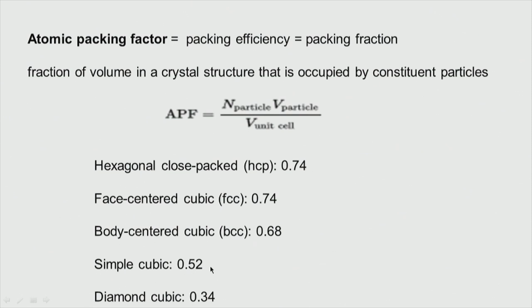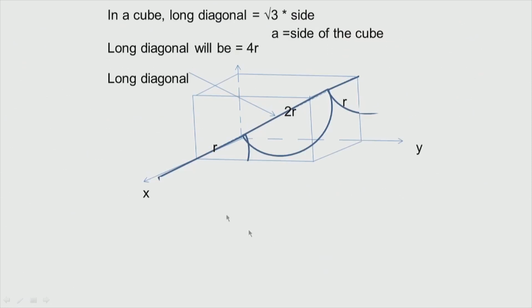Simple cubic, and that means only the corner 8 are filled with atoms, it will be 0.52. Diamond cubic 0.34. So as you can see, it keeps going down, and HCP has the highest packing factor 0.74, then comes FCC, then comes BCC, and so on actually. How do you calculate? Okay, let us take a BCC for example.